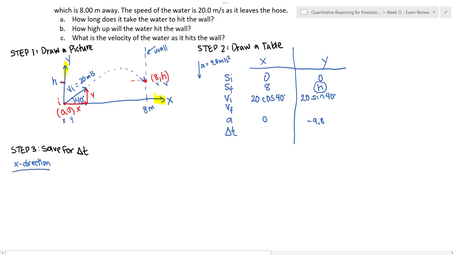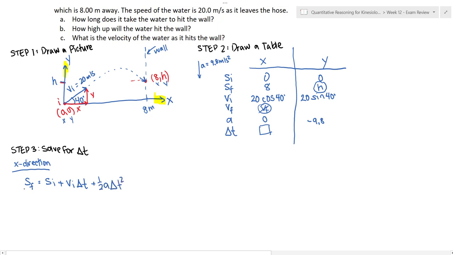So when we think about what it is that we don't know and we don't want to know, we can look at the column and we can see v final is the one that we don't really care about and we don't know it. So we're looking for an equation that doesn't have v final in it. We're trying to solve for delta t over here, so we do want delta t in our equation. So we're going to use the first equation, which is s final equals s initial plus v initial delta t plus 1/2 a delta t squared.